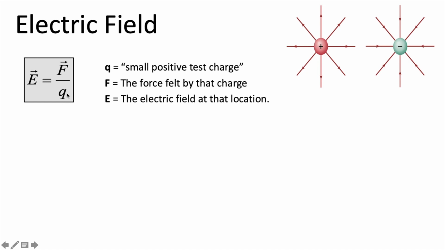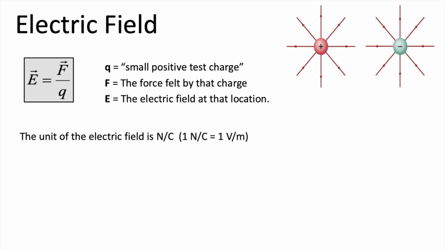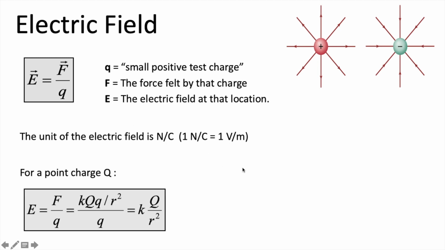So if I place this small test charge q here, a positive charge, this is another positive charge, so there will be a repulsive force between them, right? That means this bigger charge here will exert force on my test charge. And by measuring how much force is exerted on that charge, I get the electric field. That's the definition of the electric field. So the unit of the field: force is measured in Newton, charge is measured in Coulomb, hence electric field is measured in Newton per Coulomb.